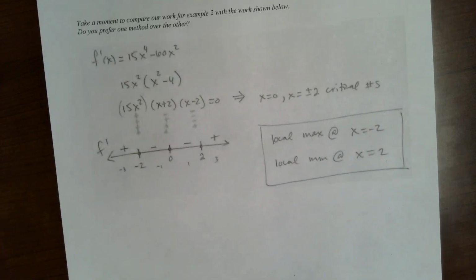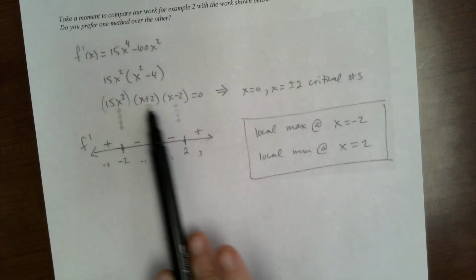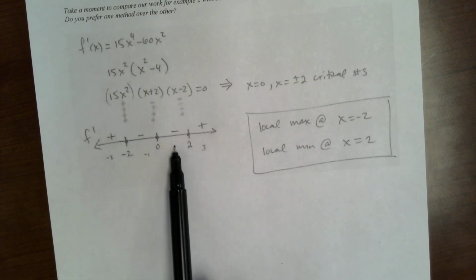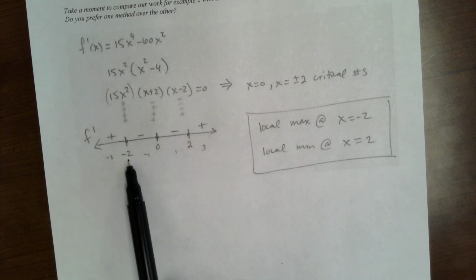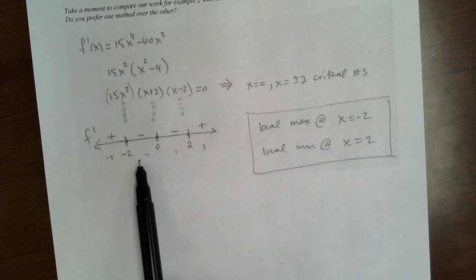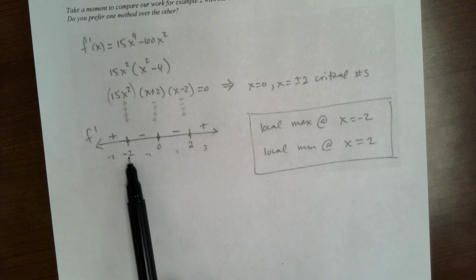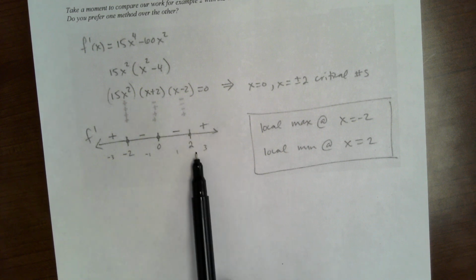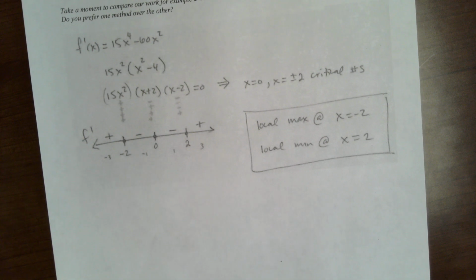Okay, now we're going to flip to the next page and compare our work to the alternative work shown. Guys, this is just me doing the normal thing that we've been doing. F prime number line, I'm looking at the sign changes. So I saw a positive to negative sign change here, indicating a max. And I saw a negative to positive sign change there, indicating a min. Okay, there it is, guys.